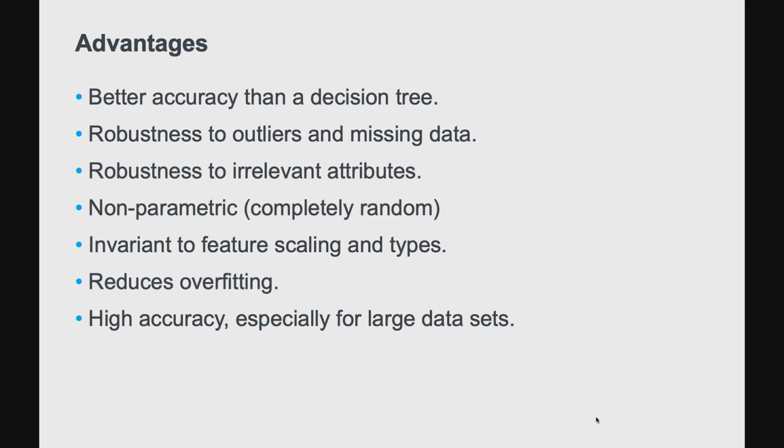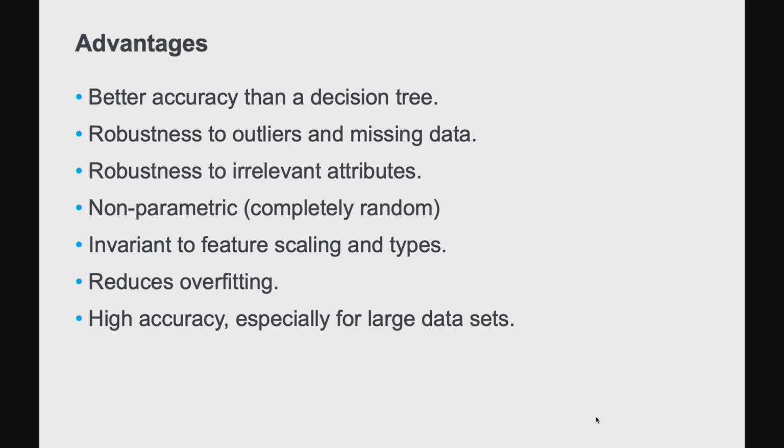Advantages of such a random forest? Well, it has a better accuracy than a decision tree. It's rather robust to outliers and missing data. Consider if there's an outlier, you sometimes drop that outlier. If there is missing data, you sometimes ignore that attribute where such data exists. It's robust to irrelevant attributes. Again, it's non-parametric. We don't have an expectation about the shape of our distribution. We have the same invariance to feature scaling and types that we had for decision trees.